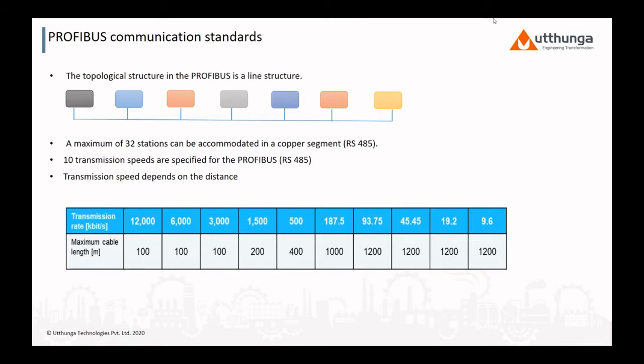For example, if I consider 1.5 Mbps and I extend up to 220 meters, the last nodes connected at around 220 meters will have a delay in responding back to the master. This will create intermittent failures. For example, if it is your drive, this drive will not respond as requested. So what will happen if the drive does not respond? The conveyor will stop, or your pressing machine will stop intermittently, not for a complete shutdown, maybe 2 minutes, and again they will restart. This will happen if you don't follow these particular standards. That's why we recommend following standards as recommended by PI.